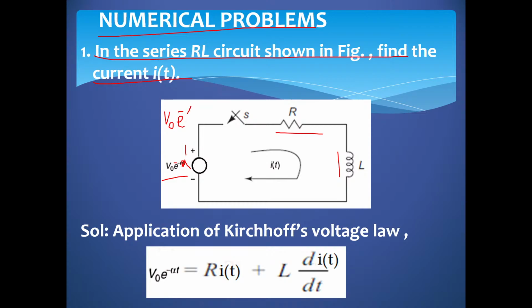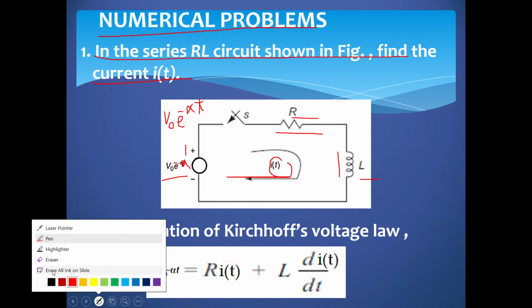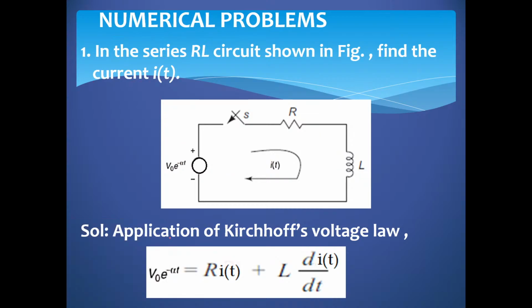Minus alpha. Okay, input is V0 e power minus alpha t, and we are assuming that current I of t flows in this circuit, and resistance and inductor are there. It is an RL circuit. So applying KVL, Kirchhoff's voltage law, what is it?